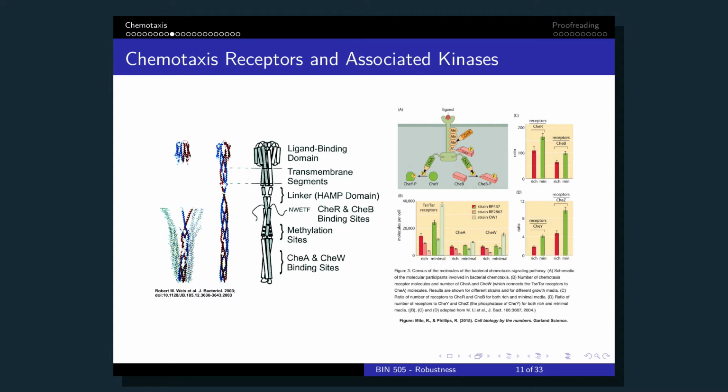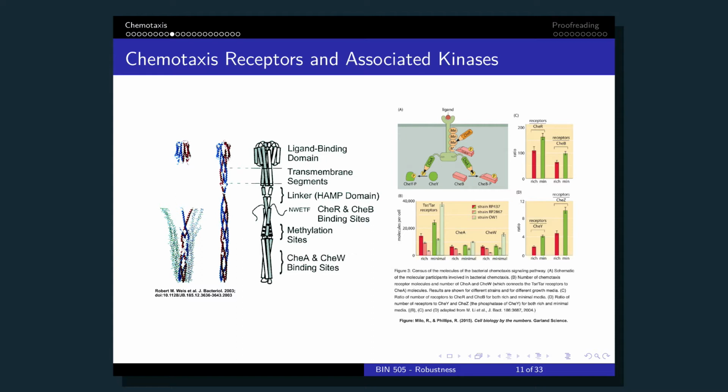These are all given letters, and they all start with Che for chemotaxis. There's CheY, CheP, CheB, CheR, and then also CheZ and CheA. We'll talk about all of these and their functions in turn.